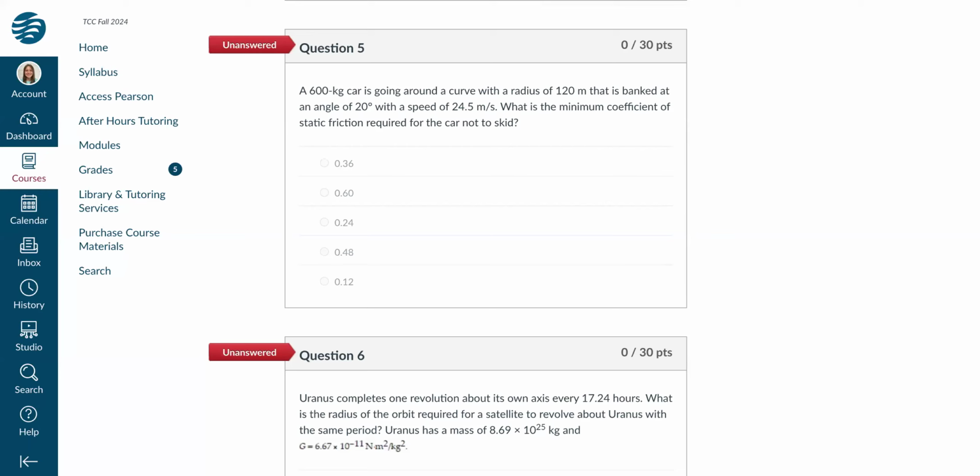It says a 600 kilogram car is going around a curve with a radius of 120 meters that is banked at an angle of 20 degrees with a speed of 24.5 meters per second. What is the minimum coefficient of static friction required for the car not to skid? So with this one, what I'm going to do is immediately write down, and this is part of the problem solving stuff that you want to work on. So when I read that question, I immediately want to write m equals 600.